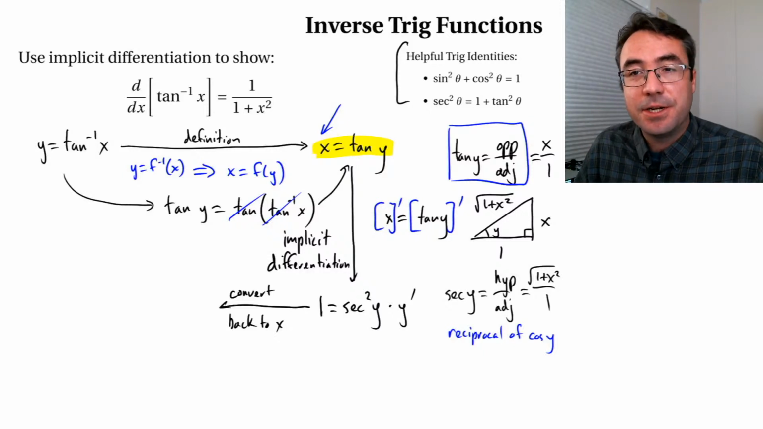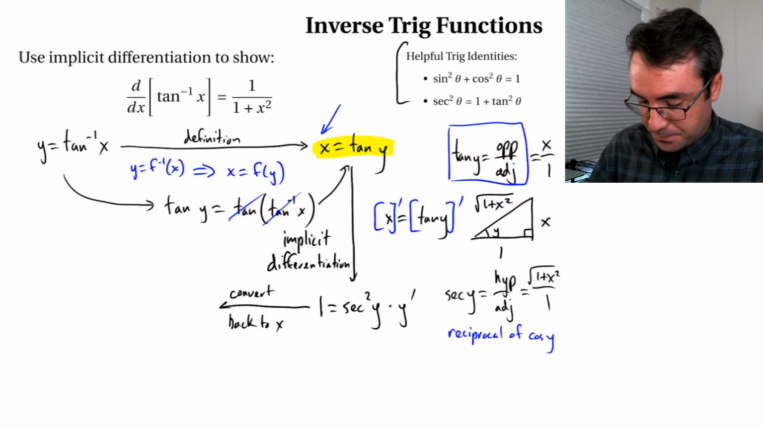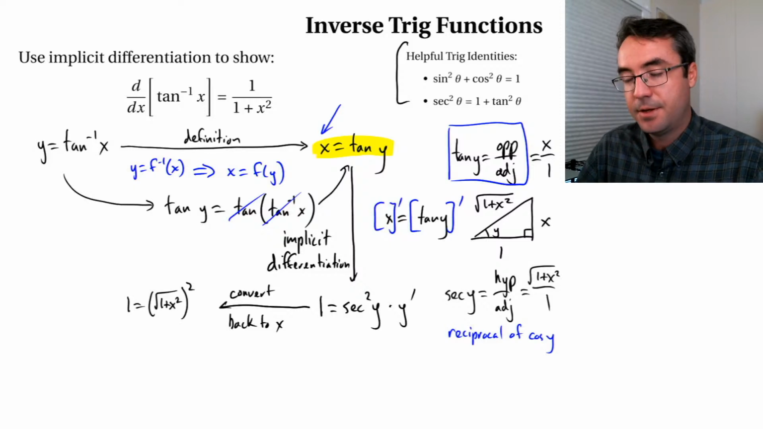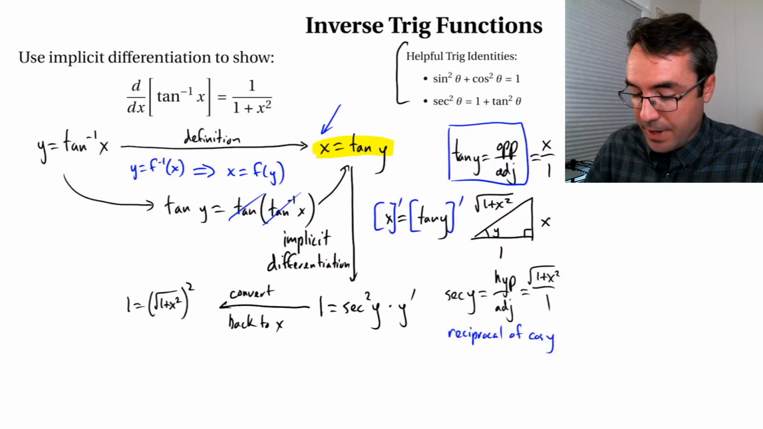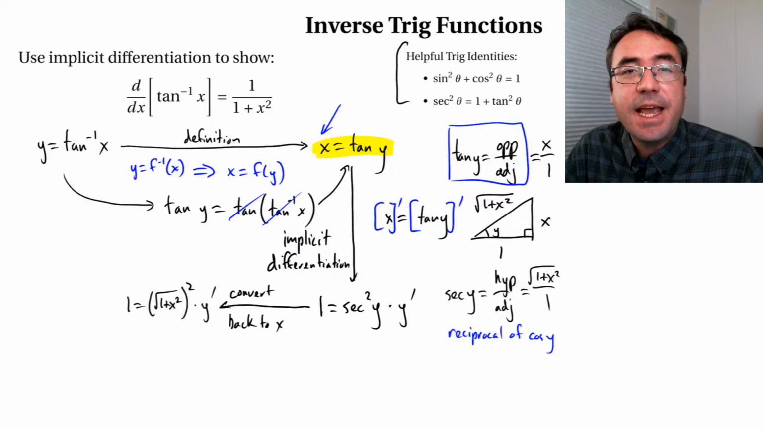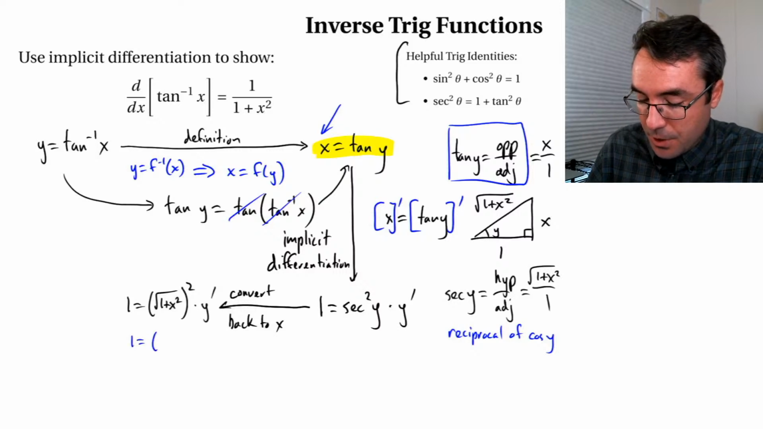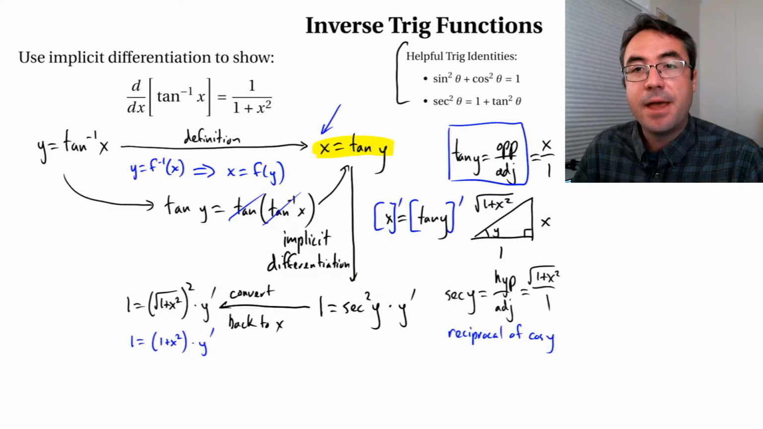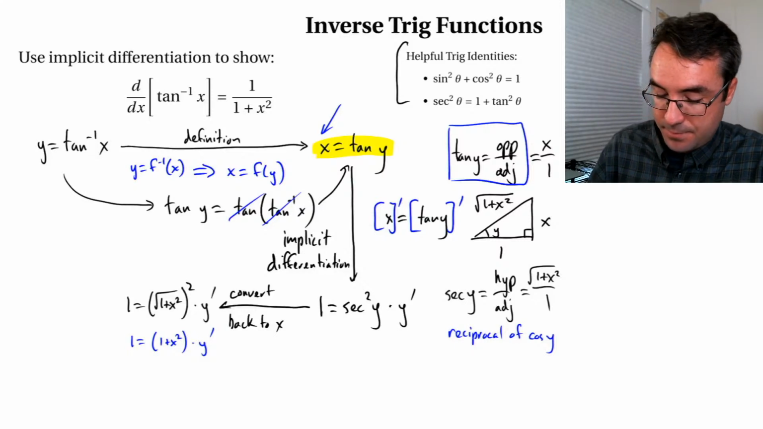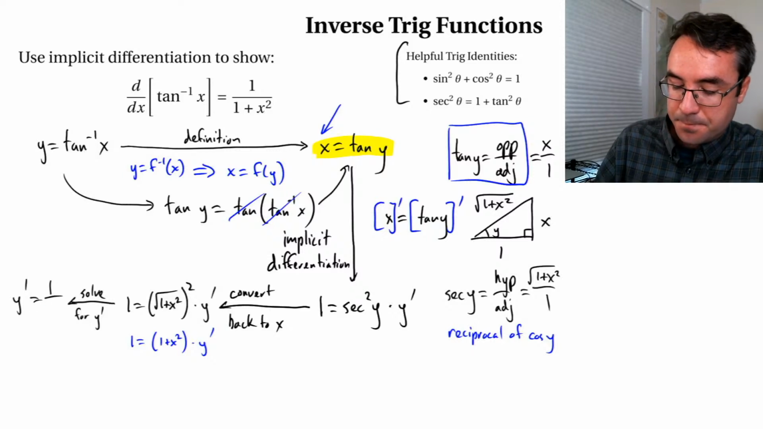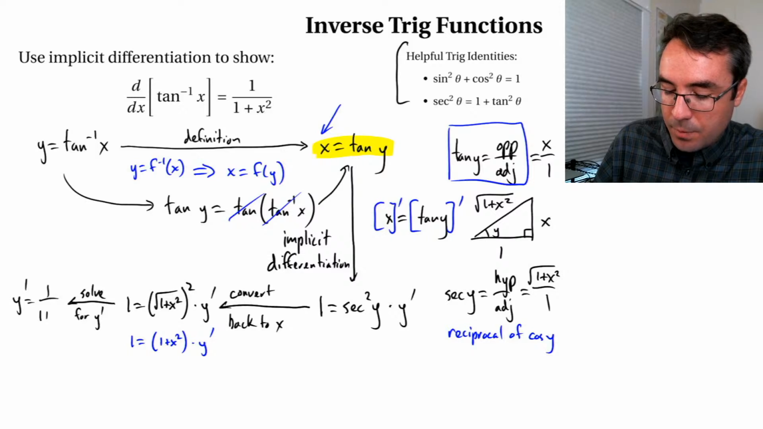So let's fill that into our equation. What do we get? We get 1 is equal to the square root of 1 plus x squared, squared, because it was a secant squared there, and then we have times y prime. The squared and the square root cancel. So this just simplifies to 1 equal to 1 plus x squared times y prime. And we want y prime by itself, so the last step is to solve for y prime. So y prime is equal to 1 over 1 plus x squared.